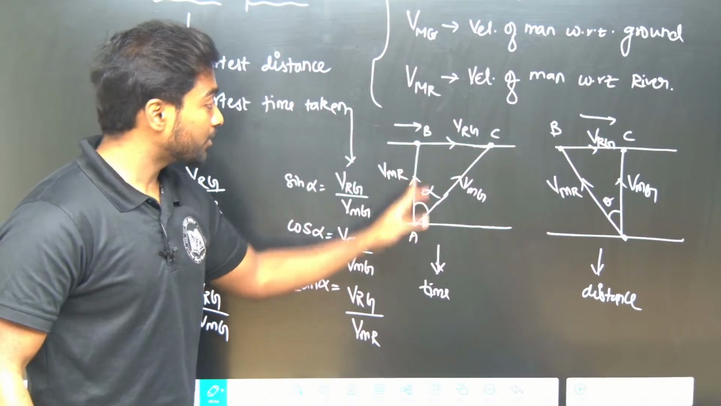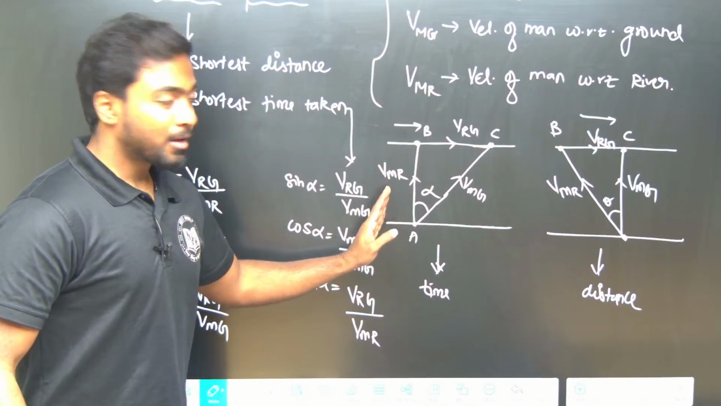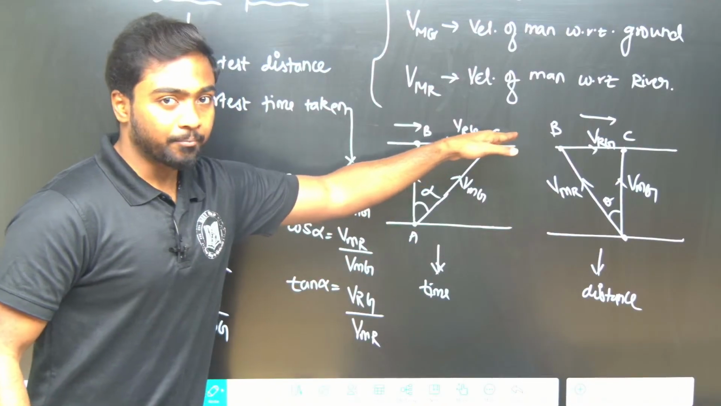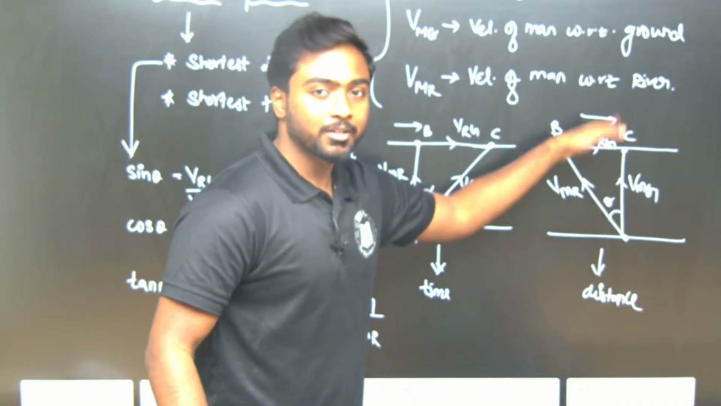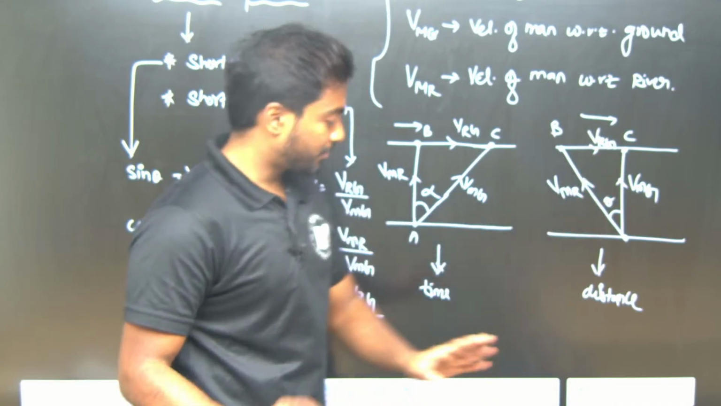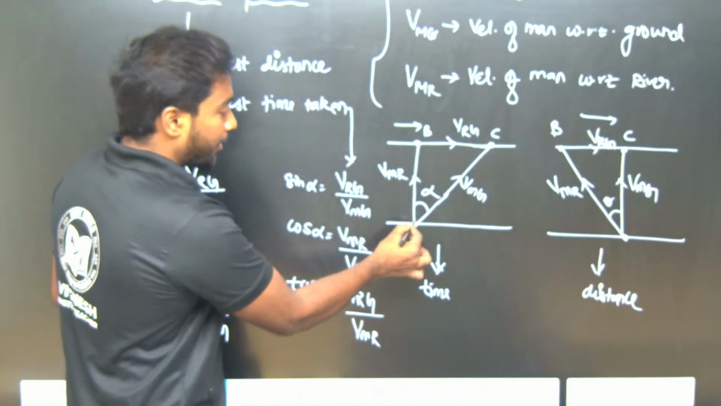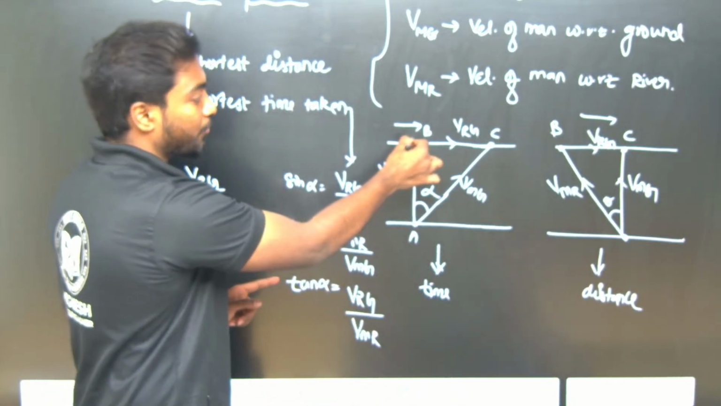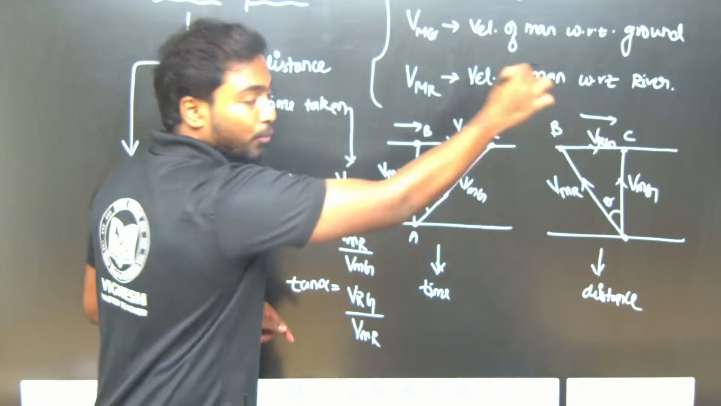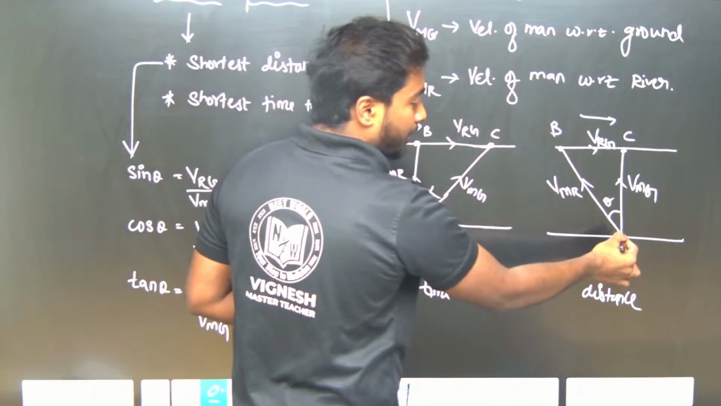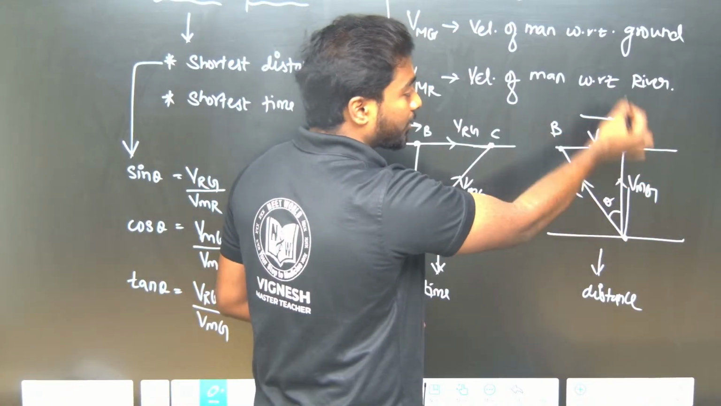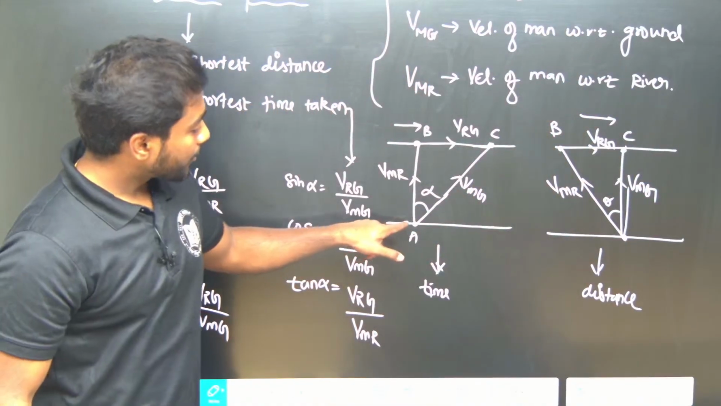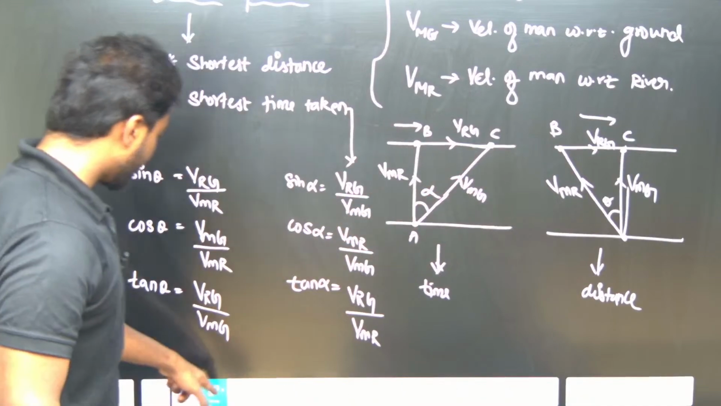Because I am using the shortest path to travel the shortest time, I have taken the shortest path initially so that I will reach in the shortest time. I have taken the longest path so I will reach the shortest distance. If I start here, I need to end up here, but instead I have ended here because of the river flowing direction. Let me draw this.